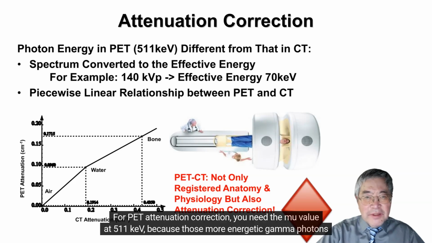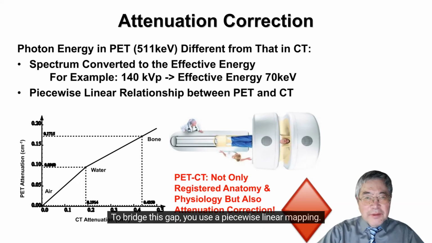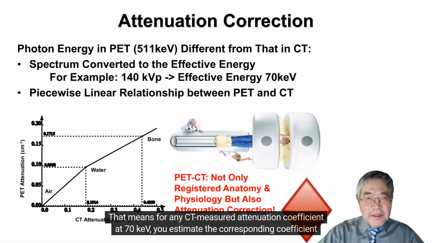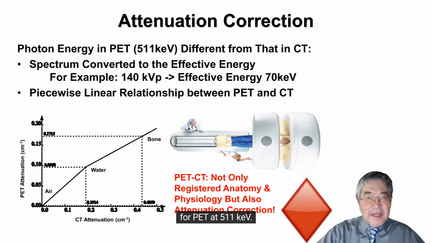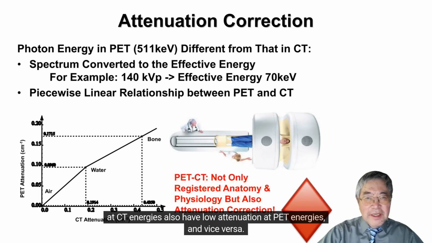For PET attenuation correction, you need the mu value at 511 keV because those more energetic gamma photons interact differently with tissue. To bridge this gap, you use a piecewise linear mapping. That means for any CT-measured attenuation coefficient at 70 keV, you estimate the corresponding coefficient for PET at 511 keV. This mapping follows a pretty reliable piecewise linear relationship. Tissues that have low attenuation at CT energies also have low attenuation at PET energies, and vice versa.